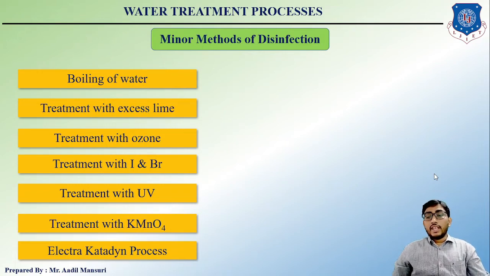So, it has been found that if excess lime is added to the water, then it can kill the bacteria also, right? So much so that an addition of 14 to 43 ppm of excess lime has been found to remove the bacterial load by 99.3 to 100% from even highly polluted waters, right? So this was about the excess lime.